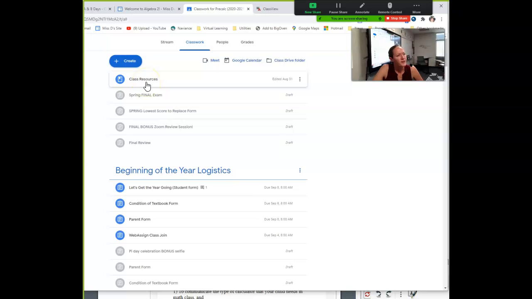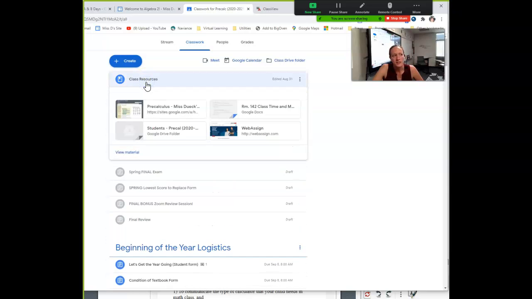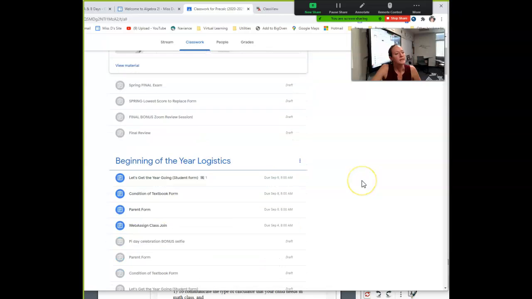But real fast, at the top of your classwork tab, you do have the resources like my website, the Zoom links, WebAssign, and the shared folder where I'm going to be uploading whatever notes we take from the day. So the PDF, but with the writing and the examples on it. So if you're absent, you could come here for the worked out examples.